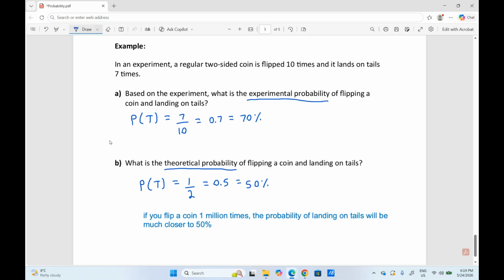So for an experiment, the bigger your sample size, or the more trials you have in the experiment, the more likely your experimental probability will end up becoming your theoretical probability. Because I only flipped the coin 10 times here, my results are very far off from my theoretical probability. But if I flip the coin, let's say 1 million times, there's less error in that experiment. And the greater your sample size, the less error, and then I'm more likely to get my theoretical probability. And that's pretty much the difference between experimental probability and theoretical probability.